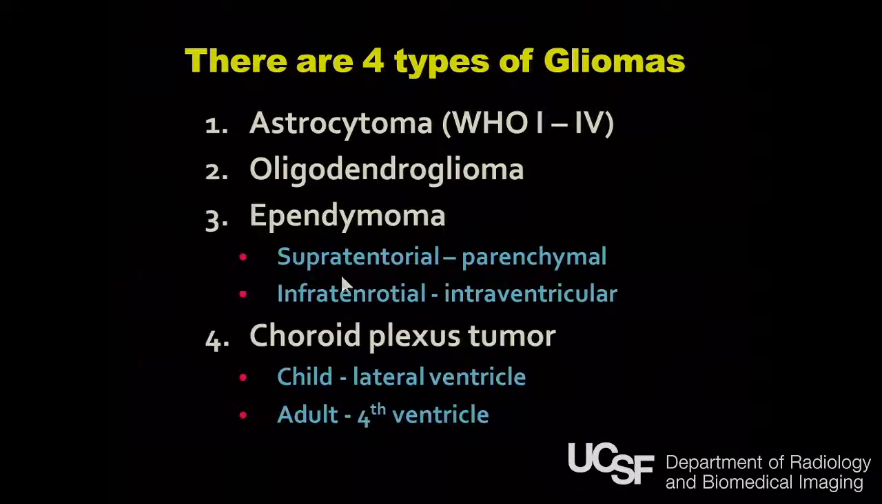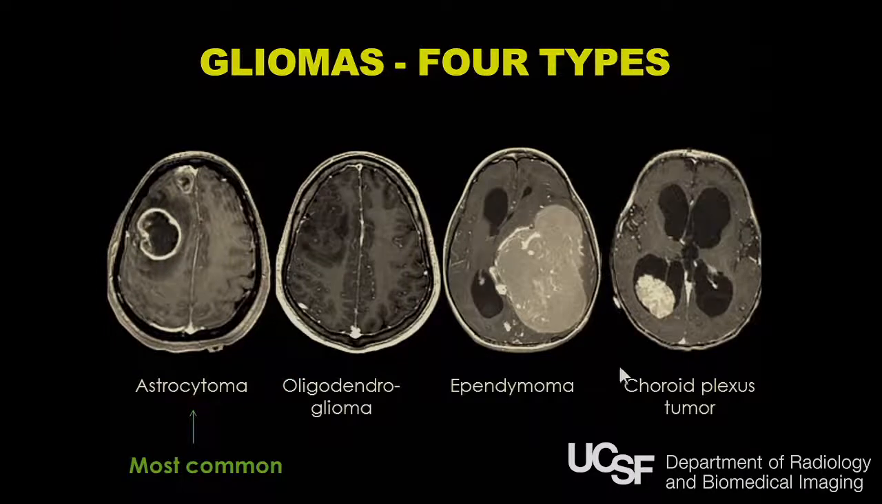There are 4 types of gliomas: astrocytoma, oligodendroglioma, ependymoma, and choroid plexus tumor. So let's talk about these. Gliomas, the 4 types, as I said: astrocytoma, with glioblastoma being the most common of the astrocytic tumors, oligodendroglioma, ependymoma, and choroid plexus tumor.